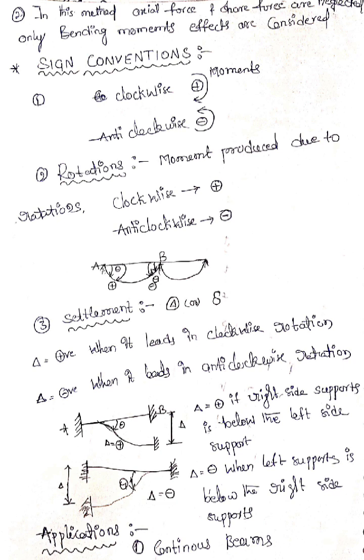Coming to rotations, clockwise rotations are taken as positive and anti-clockwise rotations are taken as negative, and you can see this in the figure. For settlements, when the displacement leads to clockwise rotation, the settlement is taken as positive. When it leads to anti-clockwise rotation, the displacement is taken as negative. Or we can say in another way that if the right side support is below the left side support, we take the settlement as positive and vice versa. Coming to applications, this method is used for continuous beams and frames with sway and without sway.